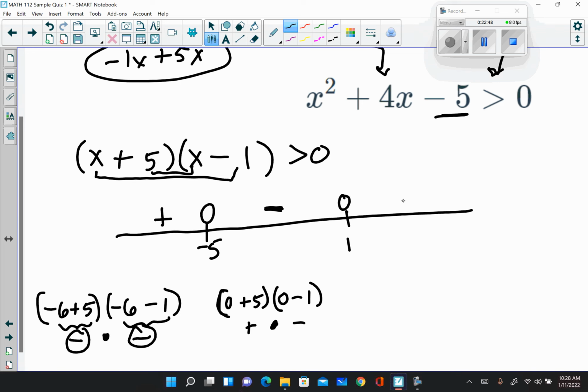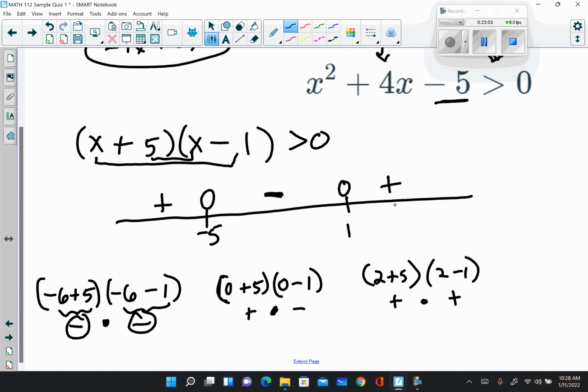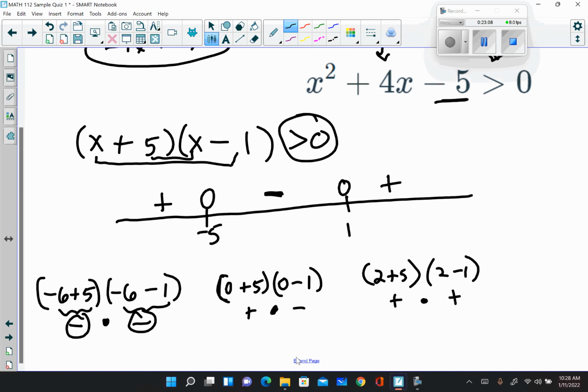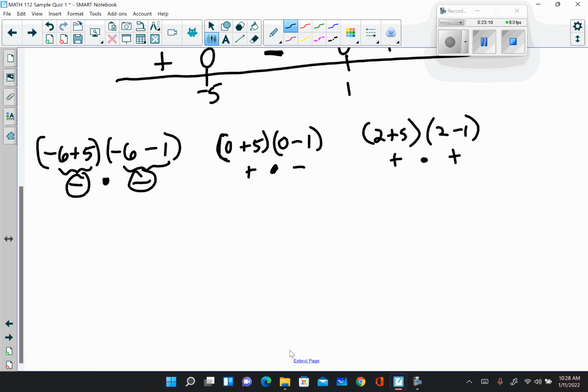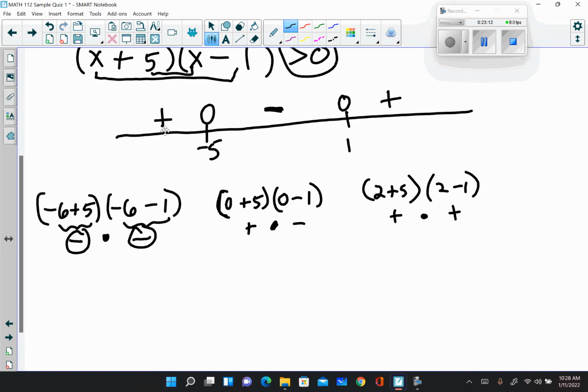Test a number bigger than 1, say 2, for example. 2 plus 5 is a positive number, and 2 minus 1 is also a positive number. When we multiply two positive numbers, we get a positive number, and positive numbers are greater than 0. So the numbers that make this inequality true are numbers that are over here, meaning less than negative 5, or numbers over here, meaning numbers that are greater than 1.